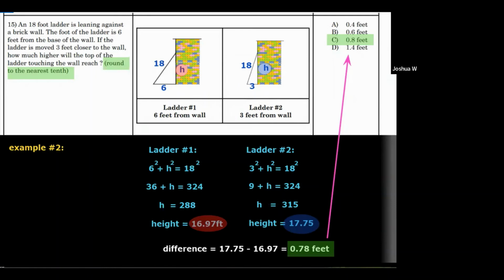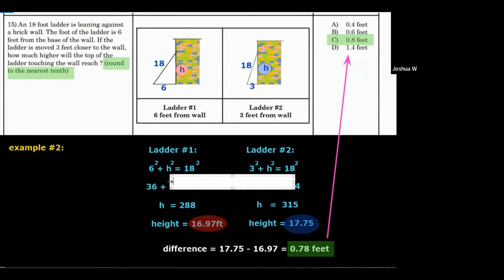For the second ladder, we have 3 squared plus h squared equals 18 squared. 3 squared is 9. Subtract 9 from both sides and take the square root, and we get a height of 17.75 feet. Well, the difference between those two heights, 17.75 minus 16.97, is 0.78 feet, rounded to the nearest tenth. That's 8/10 of a foot.